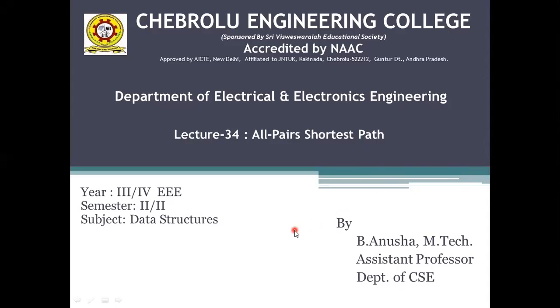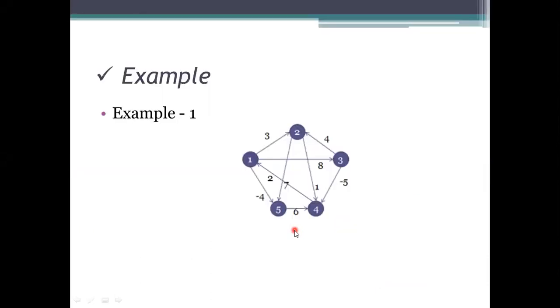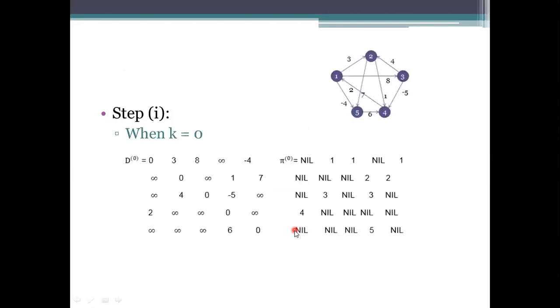Okay, ma'am. Good morning. In today's class, we will see the remaining processing of all pairs shortest path using the Floyd-Warshall algorithm. This is the example we have seen earlier, and we calculated up to when k equals 2. I'm again quickly explaining how we are processing this one.